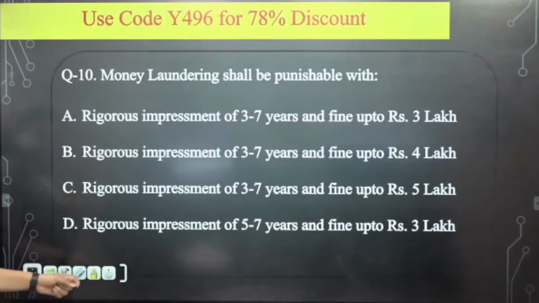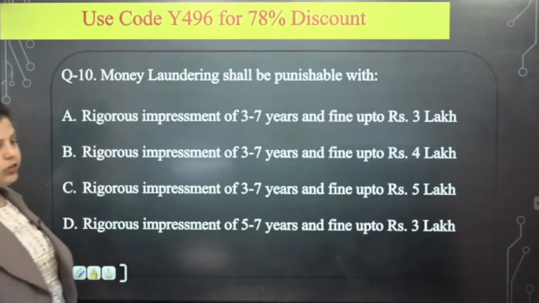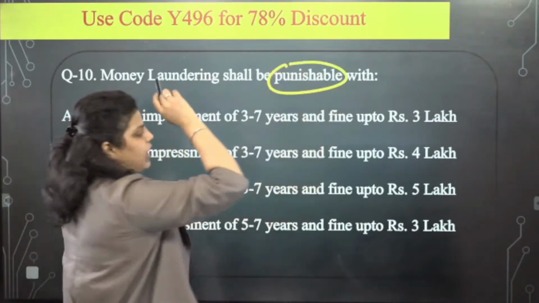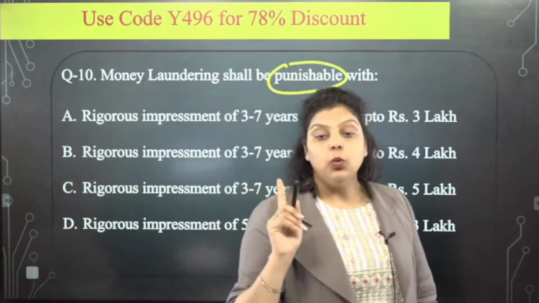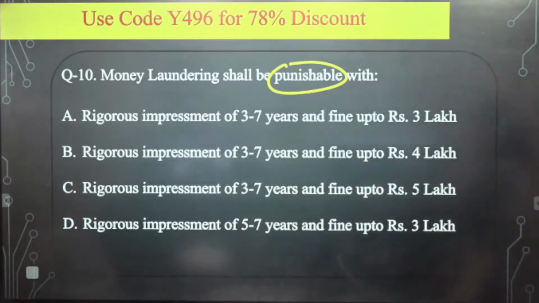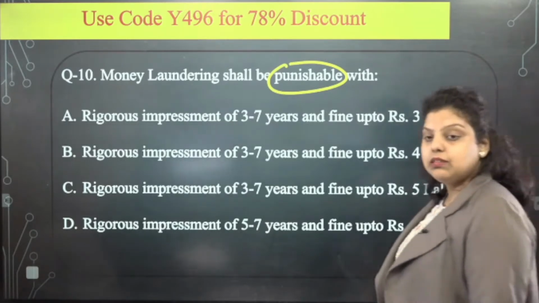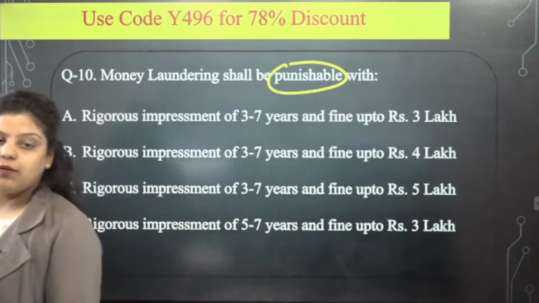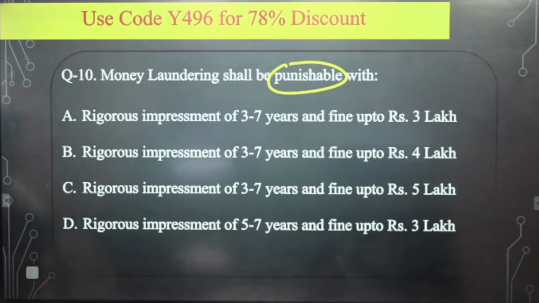Okay, now next question. In case of money laundering, it shall be punishable with. If a person is found guilty of money laundering, what punishment should be given? First is 3 to 7 years imprisonment, fine up to 3 lakh. Second is 3 to 7 years imprisonment, fine up to 4 lakh. Third is 3 to 7 years imprisonment, fine up to 5 lakh. Fourth is 5 to 7 years imprisonment and fine up to 3 lakh. So how many years of imprisonment and what fine does the person have to pay if found guilty? A, B, C or D?